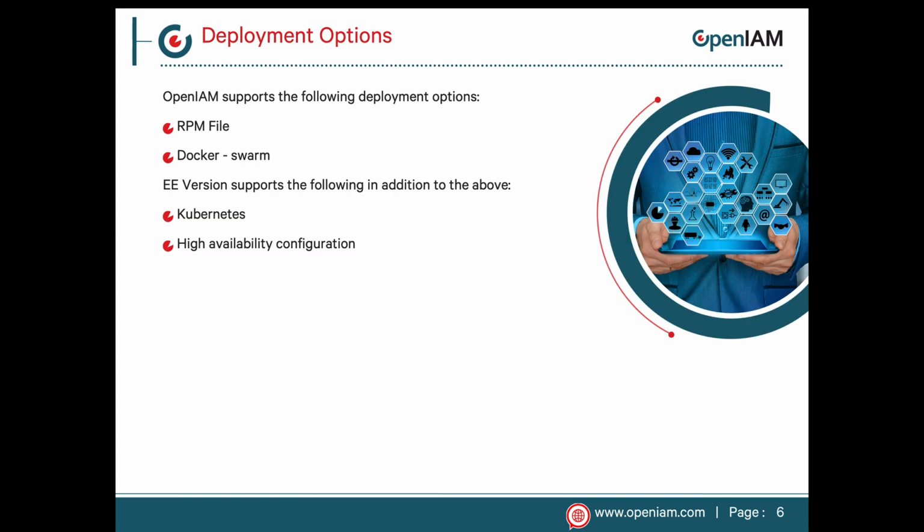This next slide describes the available deployment options. The Community Edition of OpenIAM supports deployments based on Docker and RPM. The Enterprise version supports additional options. Let's transition now to installing OpenIAM.